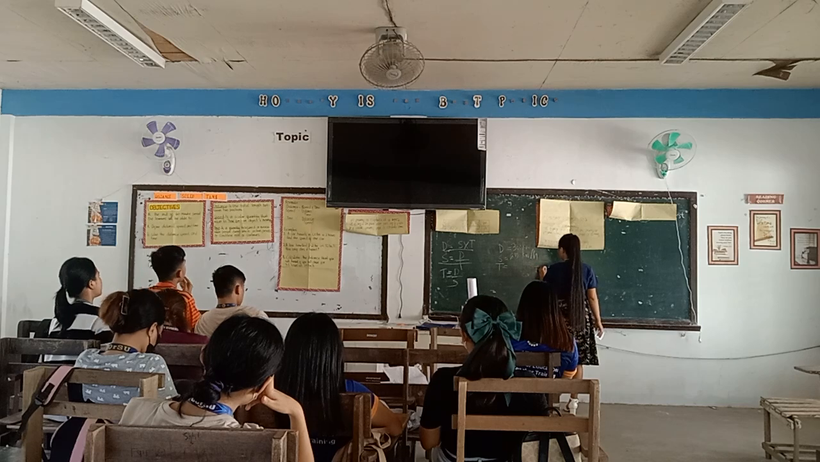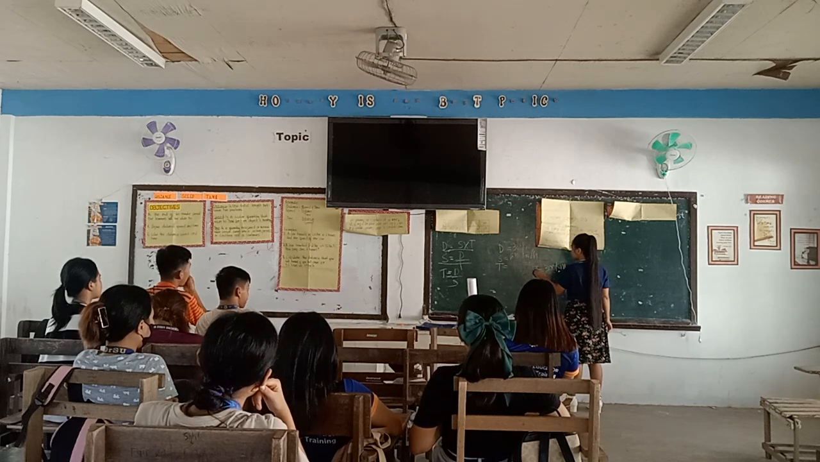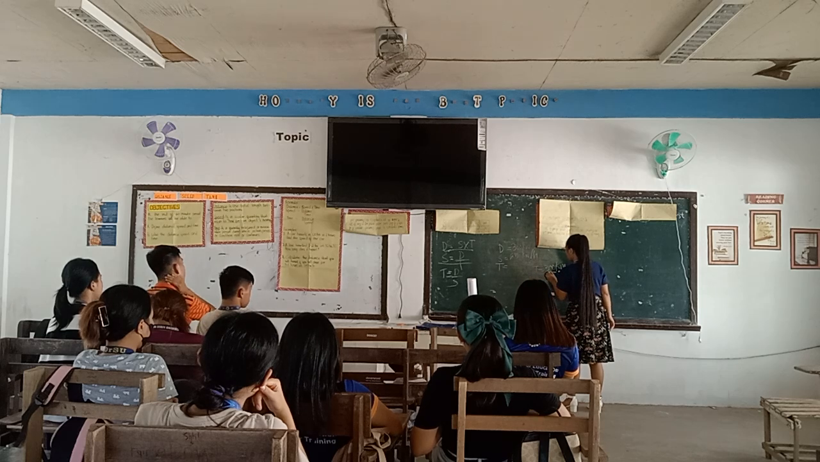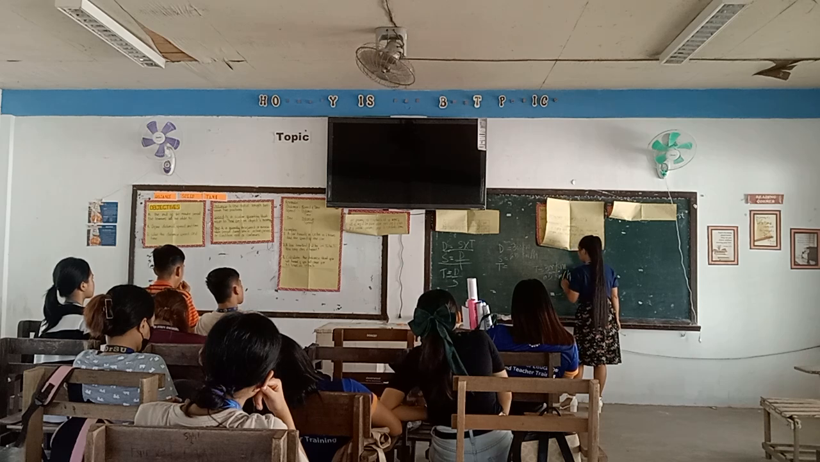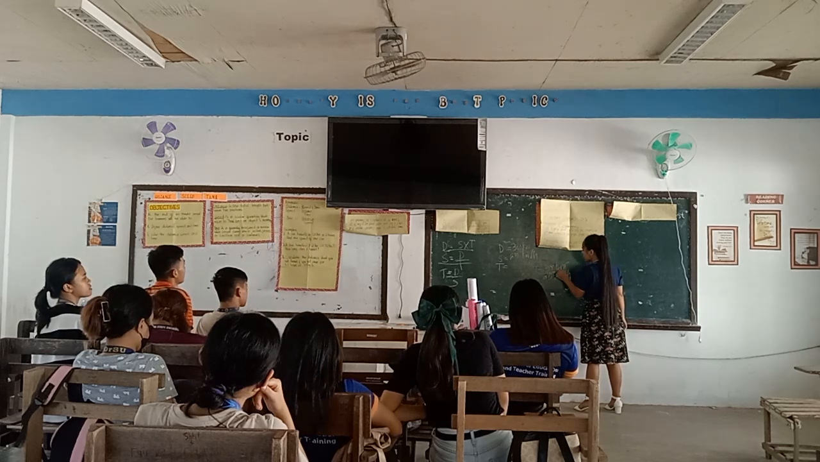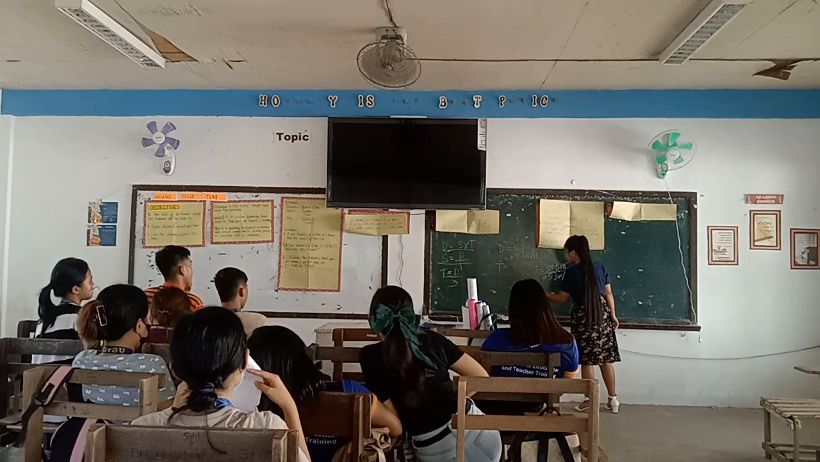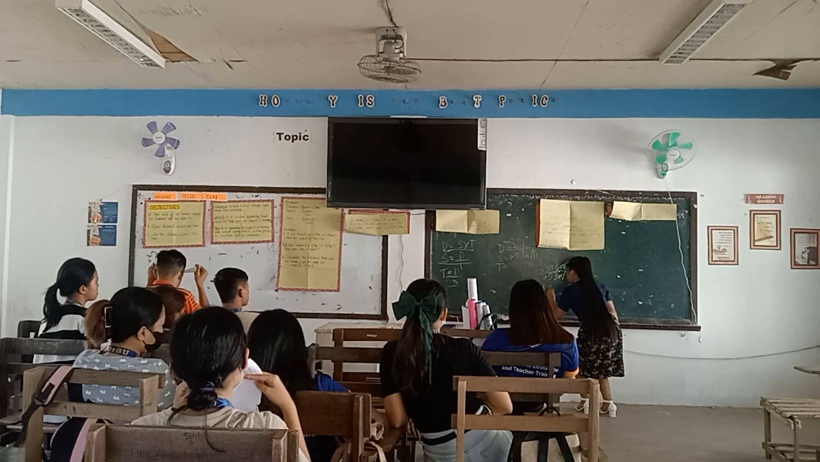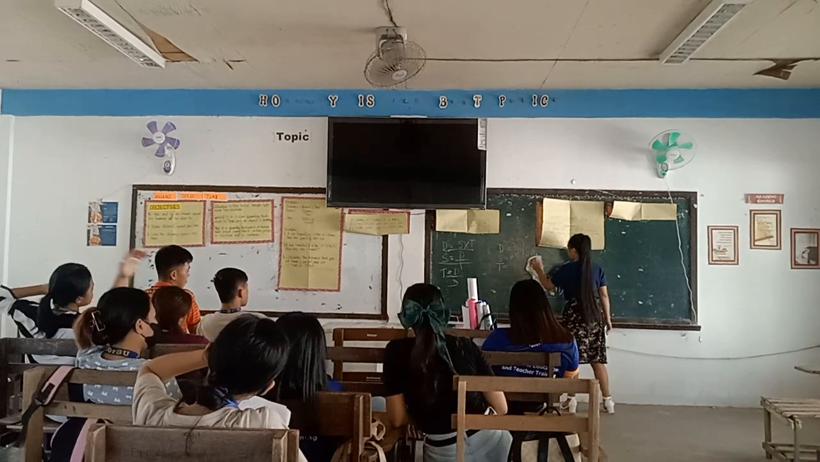So time is equal to 300 kilometers over 65 kilometers per hour. So what we're going to do with this unit? Divide. We're going to cancel the kilometers. 300 divided by 65 is equal to 4.6. What's the answer? 4.6 hours. So did you understand class? Yes, teacher.